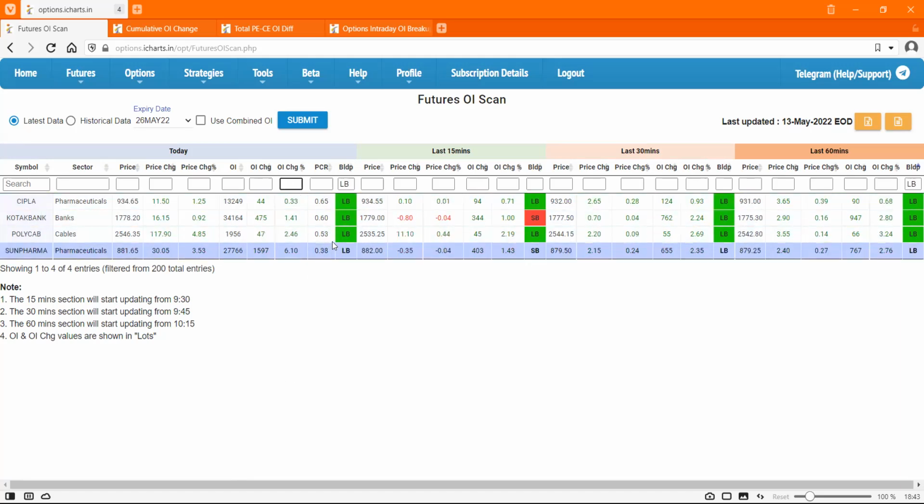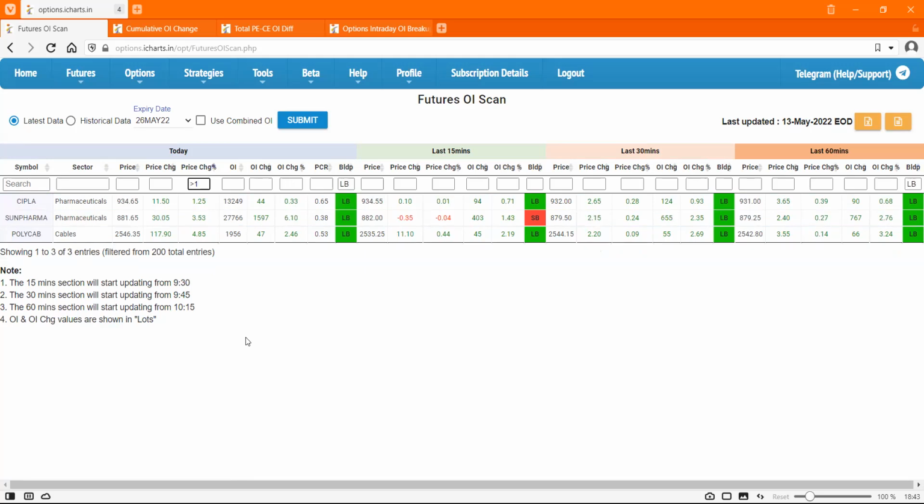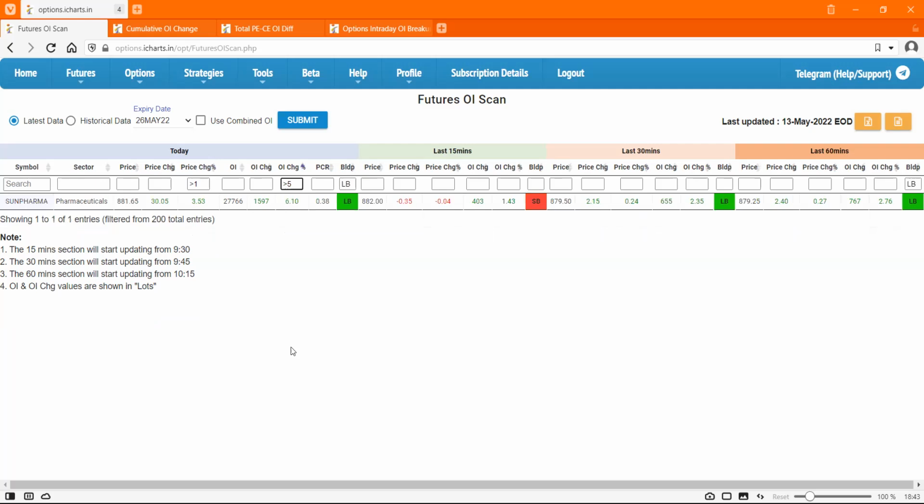So on days when the market is up, if you enter something like 10%, and then price change greater than 1%, so it will select greater than 1%. Price change greater than 1 and OI change greater than 5% will give you a good list. Now, of course, the market is bearish, so there's only a single stock here, but otherwise you will get a list of stocks.